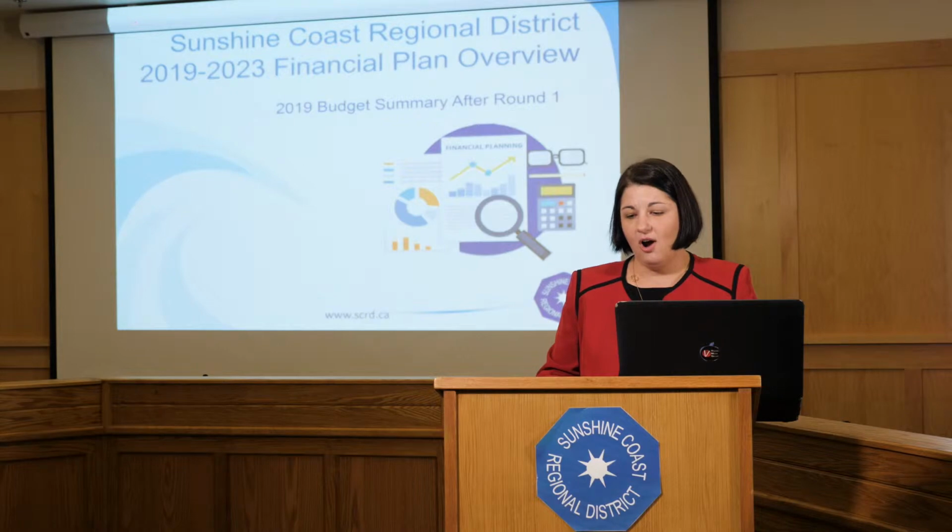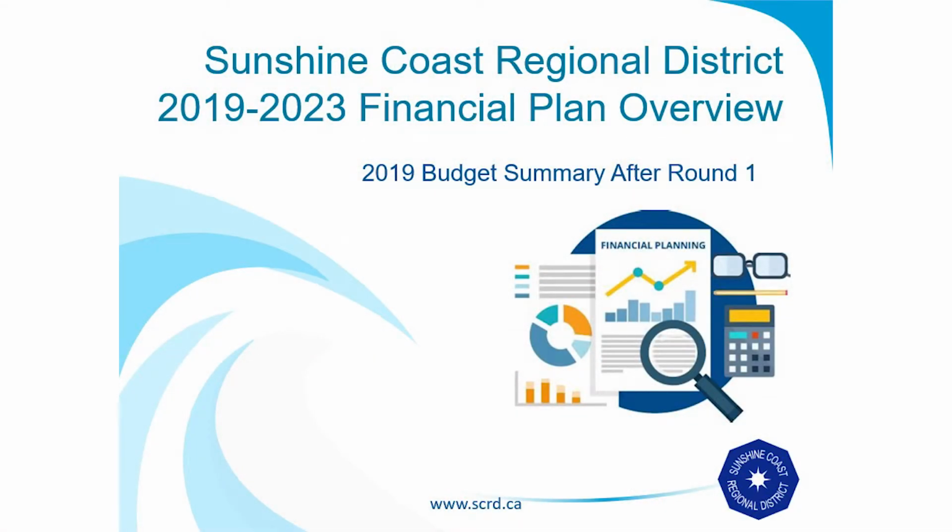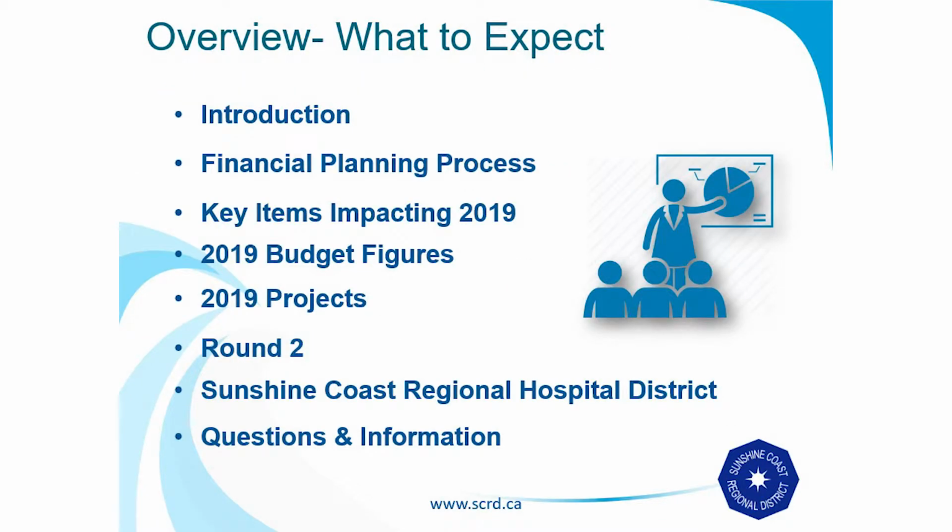We've just concluded our Round 1 budget deliberations, and we're going to cover where we are with the budget as it stands currently. So what we're going to cover today is a little bit of introduction of the Sunshine Coast Regional District and our financial planning process, some of the key items impacting the 2019 budget, some of the budget figures and projects that are being presented, as well as what we have to cover for Round 2. We're also going to take this opportunity to go over the Sunshine Coast Regional Hospital District budget. Then we'll take some questions and provide some information at the end of the presentation.